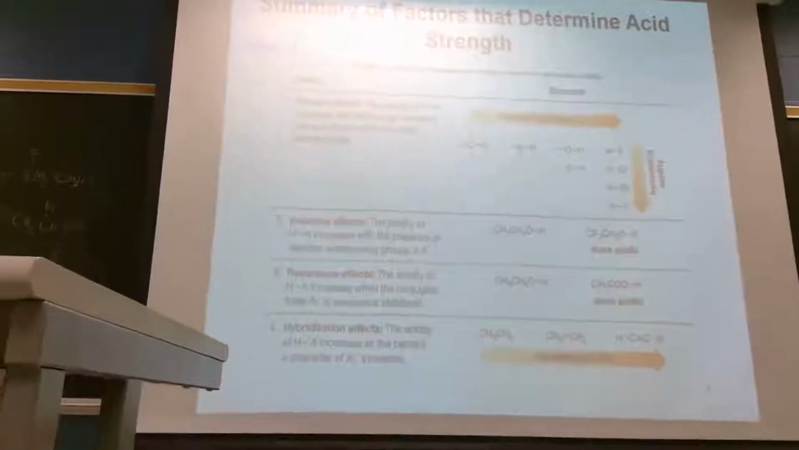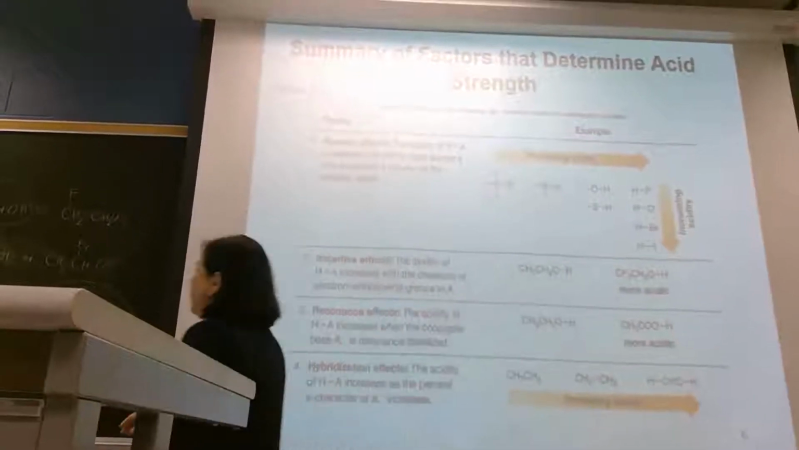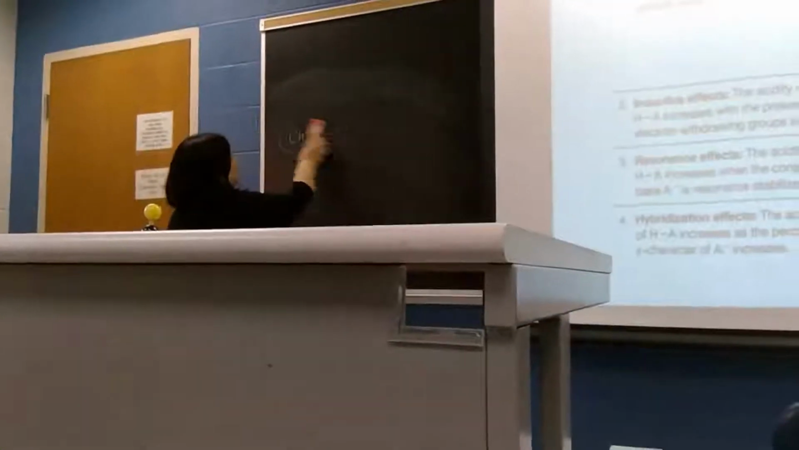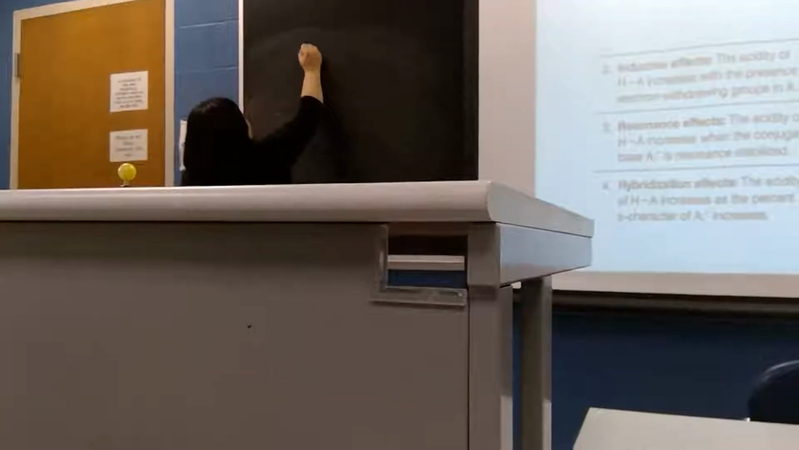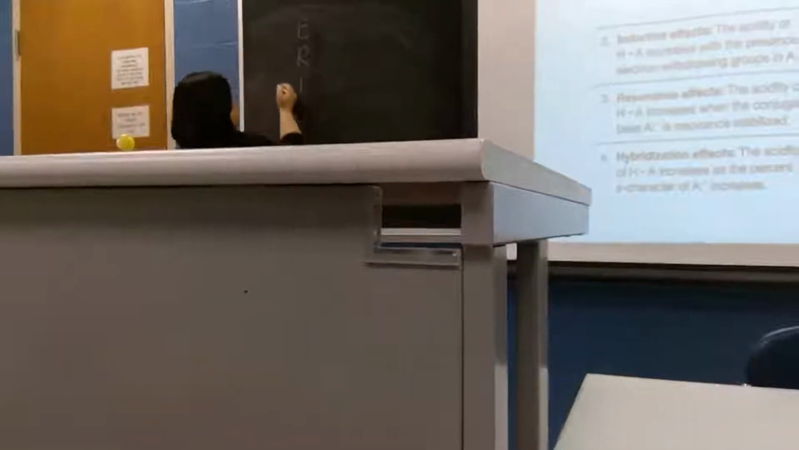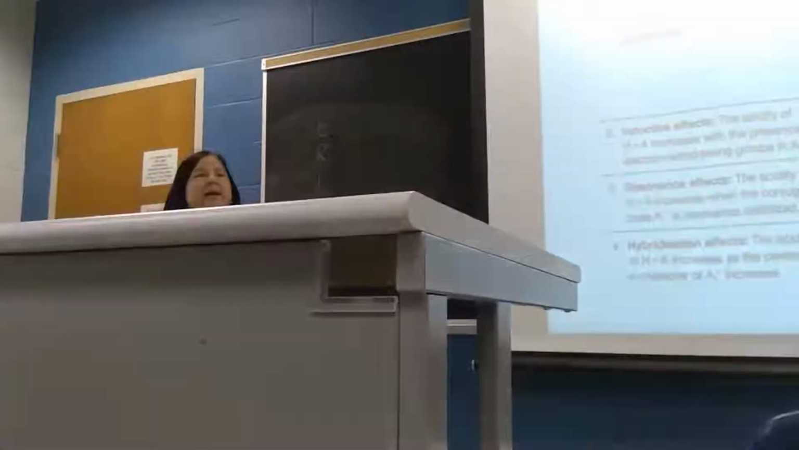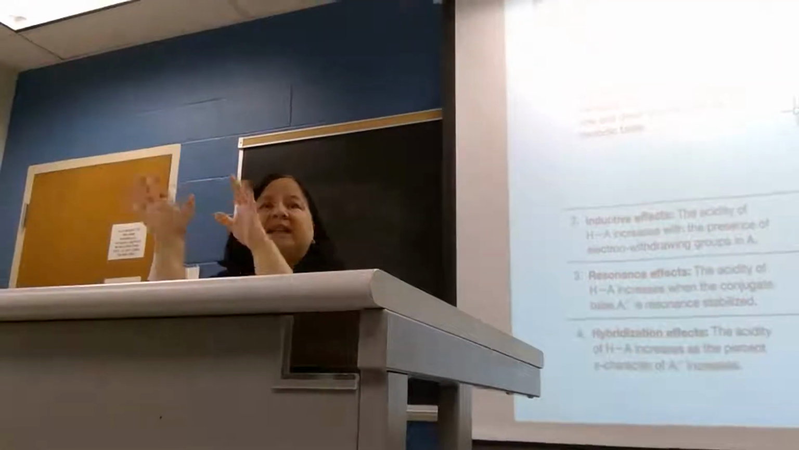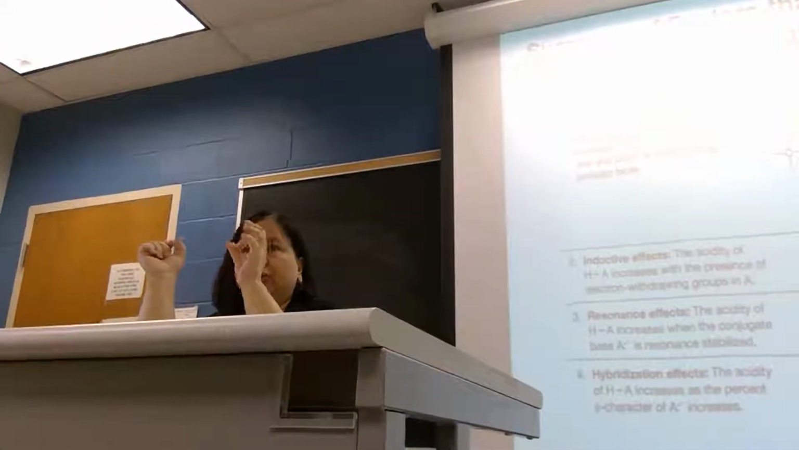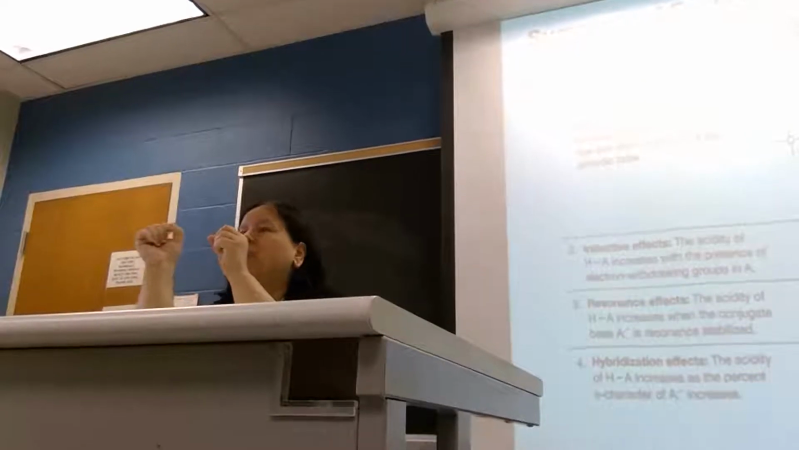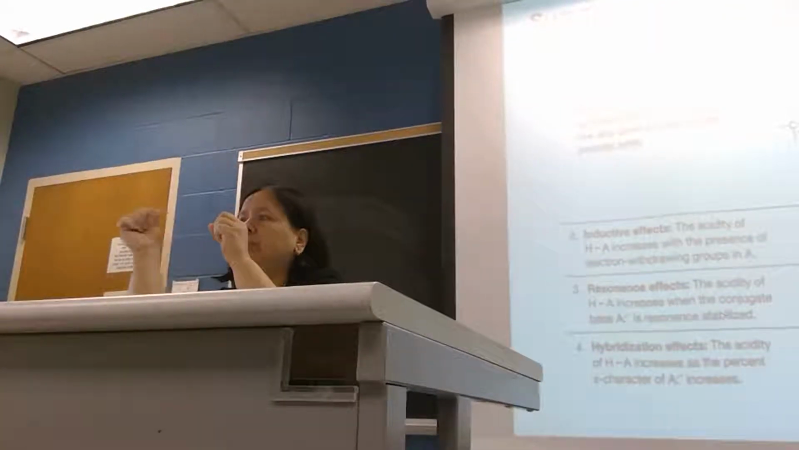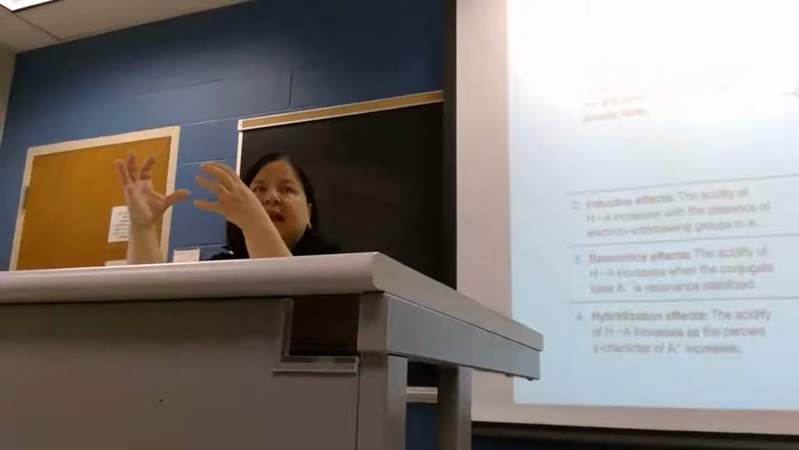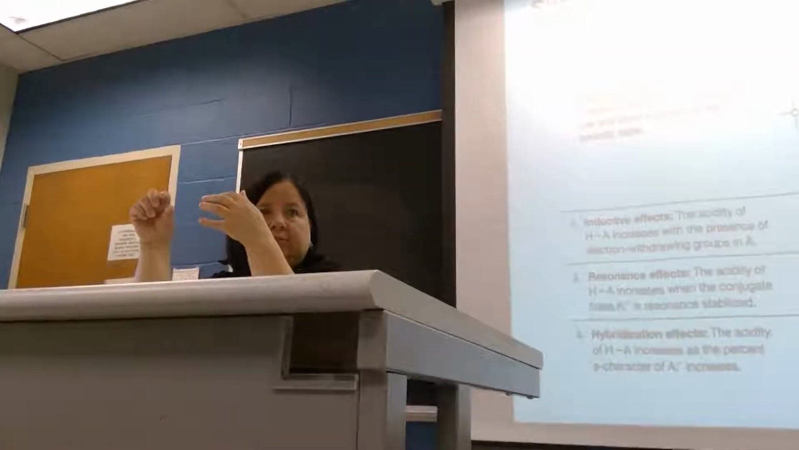Element effect. Remember this name. Element effect is the most important. If I give you a lot of acids to compare, it doesn't matter what else is in the structure. The first thing you should look at is which atom the most acidic proton is attached to. The most acidic proton should be attached to the more electronegative atom if the size is the same. If the size is not the same, the bigger atom has the most acidic proton.